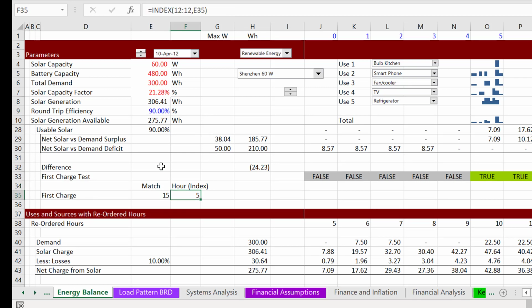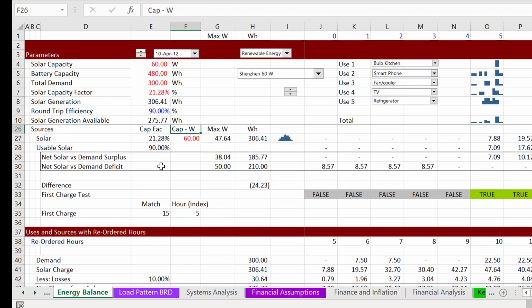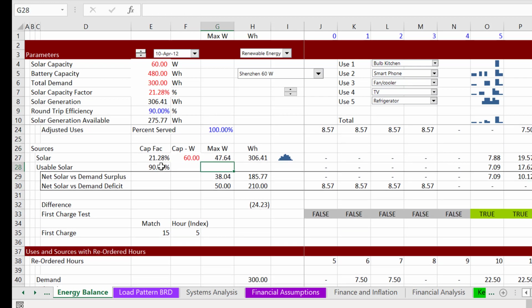Now here's what I want to do. I want to make a tabulation of the battery starting in this hour and see, as we get around for 24 hours, whether I can still meet this demand from the battery.